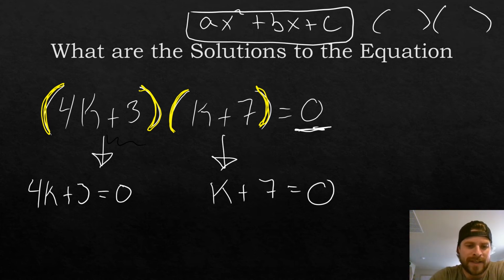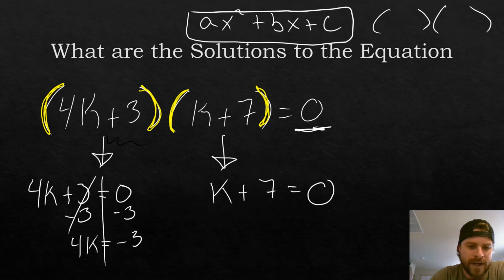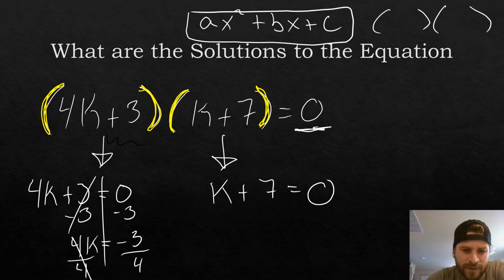For this first one, it's a two-step equation. We're going to subtract 3, which cancels. Now I have 4k equals negative 3. Divide by 4, which cancels. And my final result is k equals negative 3/4. That is one of my solutions.